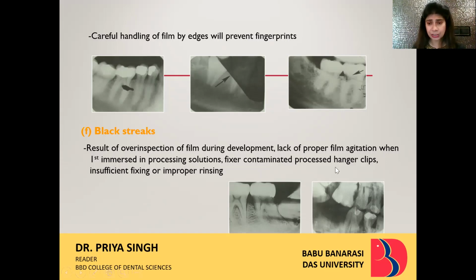Black streak, as you can see in this particular image, results from over inspection of film during development, or lack of proper film agitation when first immersed in processing solution. So at times, when you have put it in a processing solution, you are supposed to keep it moving rather than letting it be there. Otherwise, it will lead to such stir or accumulation of solution at a particular region.